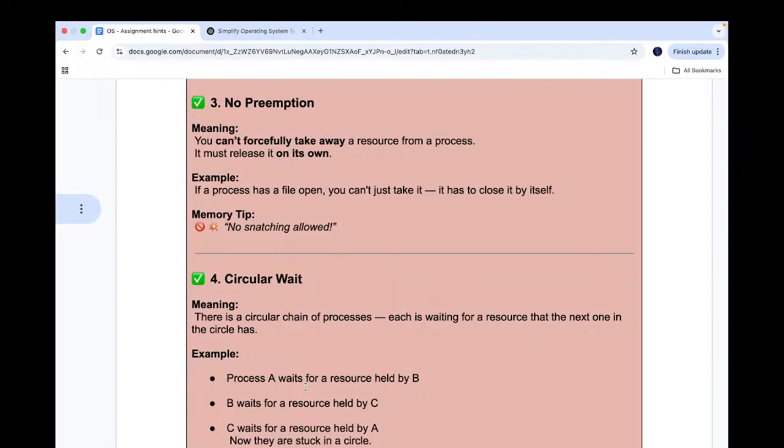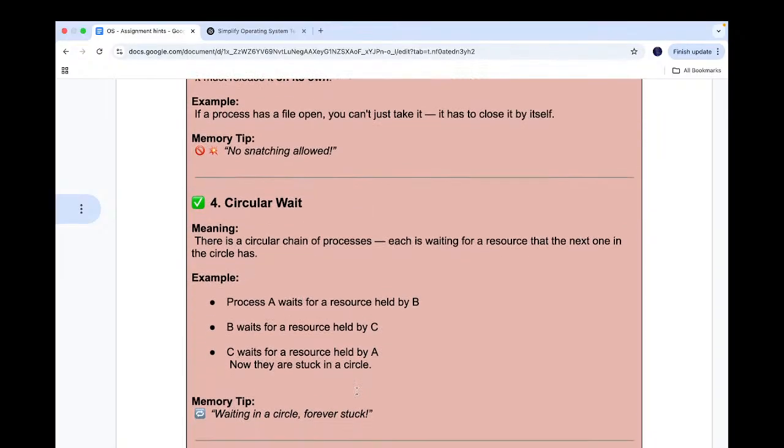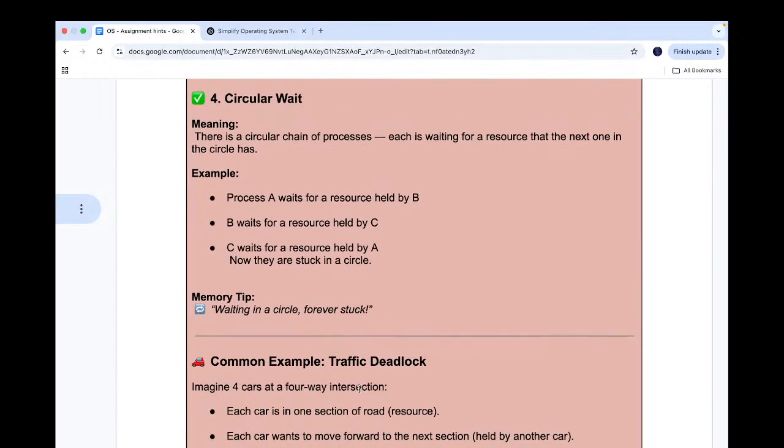Circular wait. There is a circular chain of processes, each waiting for resources that the next one in the circle has. Process A waits for a resource held by B. B waits for resources held by C. C waits for resources held by A. Now they are stuck in a circle, waiting forever.